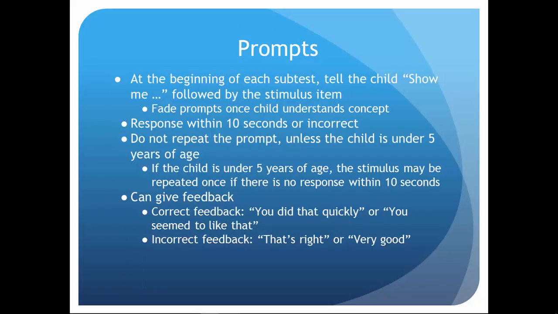Once the child has shown that they understand the concept of "show me," you can fade that prompt and just say, "Where is the boy?" or "the boy." The child should respond within 10 seconds, and if not, you will score it as incorrect. The prompt should not be repeated unless the child is under 5 years of age, and if so, the stimulus may be repeated once if there is no response within 10 seconds. It is appropriate to give feedback, such as, "You did that quickly," or "You seem to like that," but incorrect feedback might include "That's right," or "Very good."